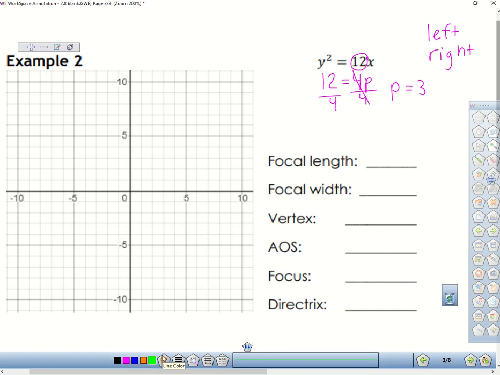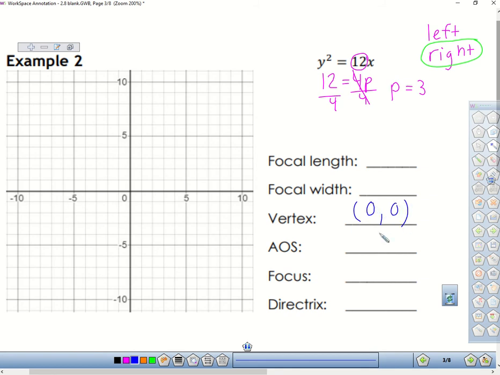So did my p come out to be positive or negative? Positive, which means that we're going to open to the right, according to the chart. So, next thing you determine is the vertex. Since there's nothing being added or subtracted from the y, in parentheses, your vertex is just 0, 0. So unless there's some manipulation of that, you're going to assume the vertex is 0, 0.